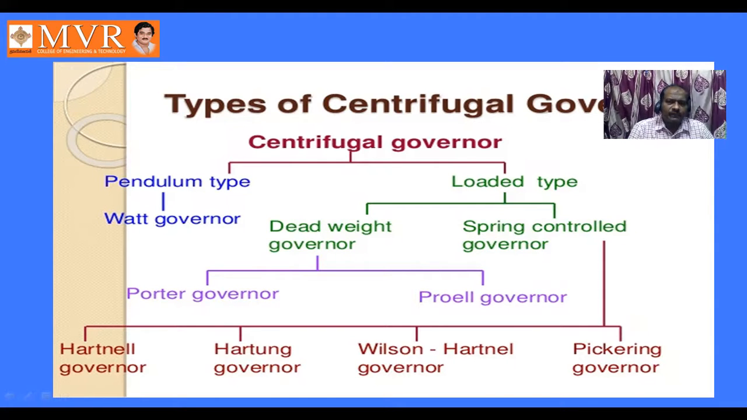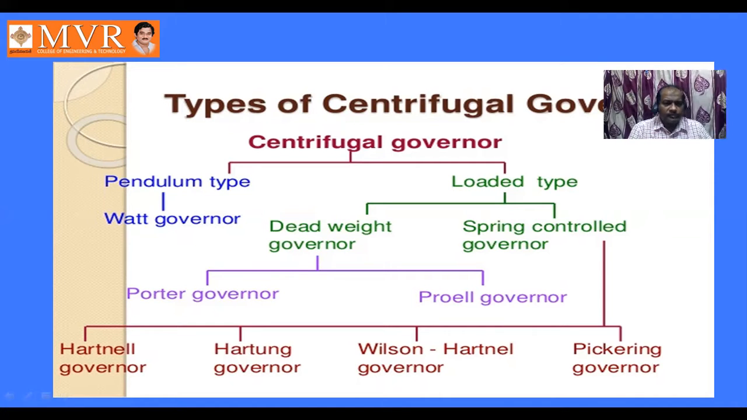So one is the centrifugal type of governor and the other is the inertial governor. As the syllabus is concerned with the centrifugal governor only, we are going to have the classification of that one. One is called a simple governor, which is called a pendulum type governor. That is called a Watt governor. The simplest governor is a Watt governor. Next classification is loaded type. In loaded type, one is the dead weight governor and the second one is the spring controlled governor.